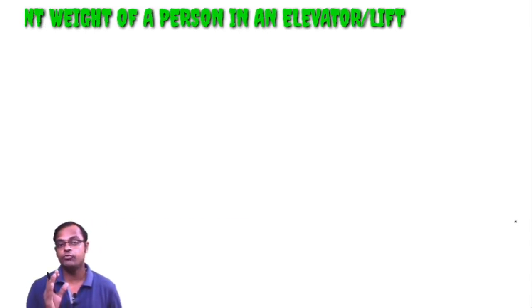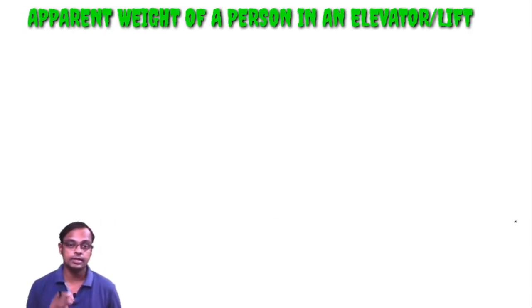Today in this lesson we are going to deal with the apparent weight of a person in an elevator or a lift. Okay, we are going to find what apparent weight is. So for that, consider an elevator, a lift. Imagine a person is standing in the lift, on a weighing machine. So this is a person, now standing on the lift on a weighing machine.